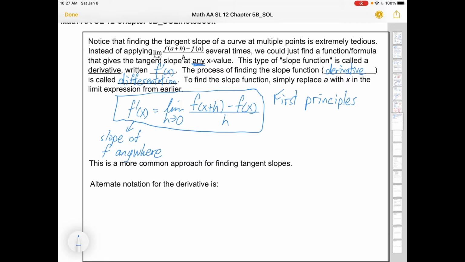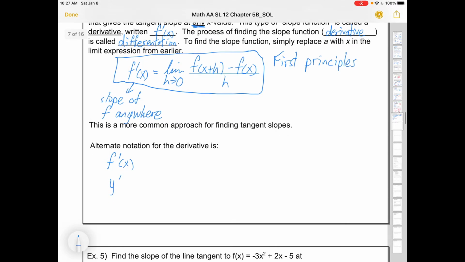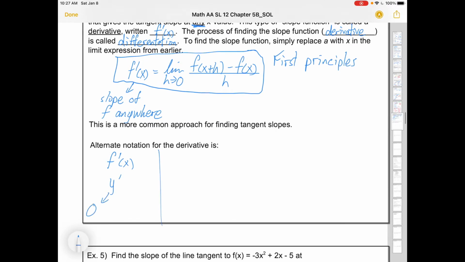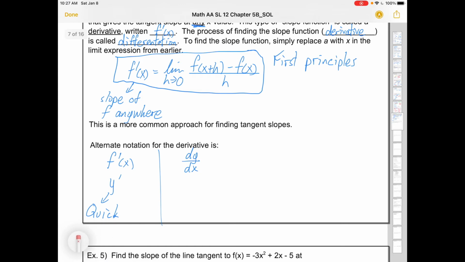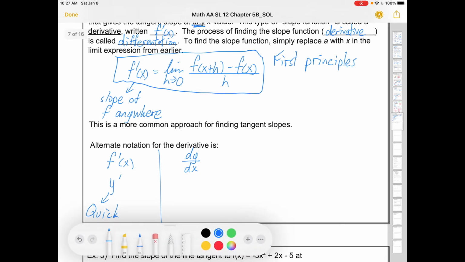Alternative notation for the derivative. You might see f prime or y prime. That's nice and quick and easy. You also might see it written this way, dy over dx. Think about that. That's like delta y over delta x, or difference in y over difference in x. That reinforces the idea that this is a slope, and it also tells you what the slope is related to. It's the change in y over x, so that if we have weirder variables, like time, you would know what the units are.